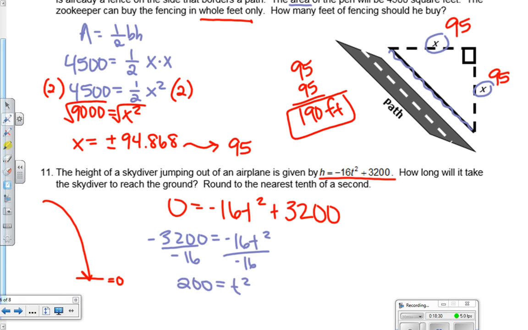When I go to take the square root, I don't get a perfect answer. My calculator will tell me that. It says to round to the nearest tenth. So the time is either plus or minus 14.1. But if we're talking about somebody jumping out of a plane, we're not talking about negative, so I'm just going to say 14.1 seconds.